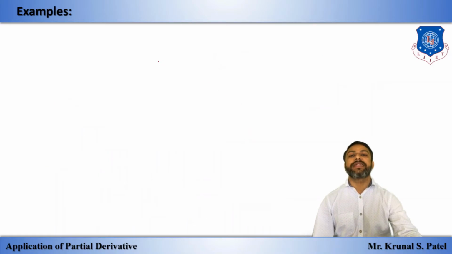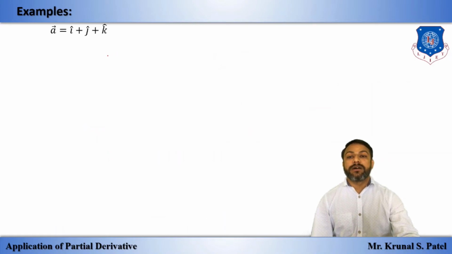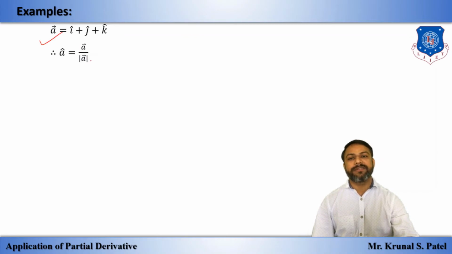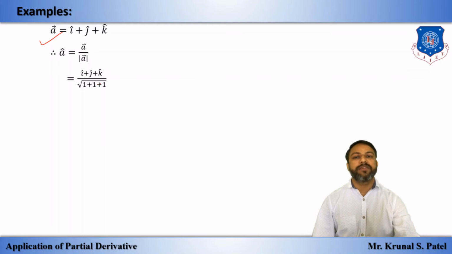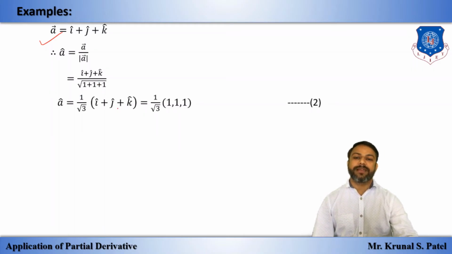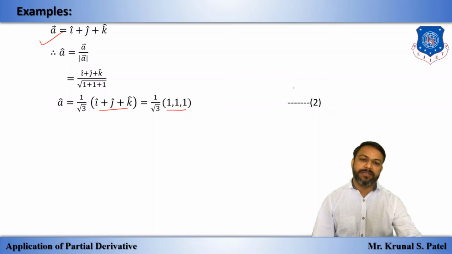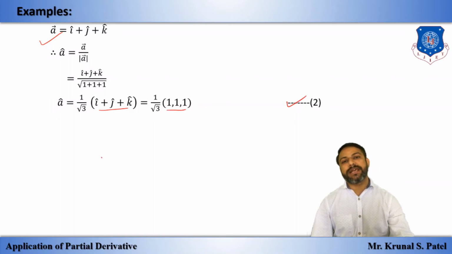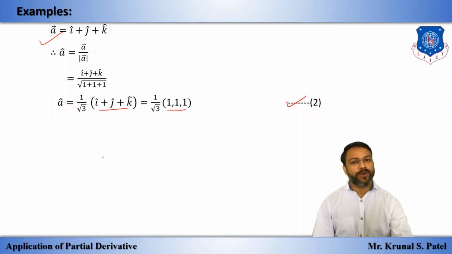Okay, now we will find the unit vector of this direction vector, which is equally inclined with the coordinate axes. So vector divided by its magnitude: vector i plus j plus k. Its magnitude is the square root of 1 squared plus 1 squared plus 1 squared, which is root 3. We can write this i plus j plus k in this form, 1 comma 1 comma 1, which is our number 2.